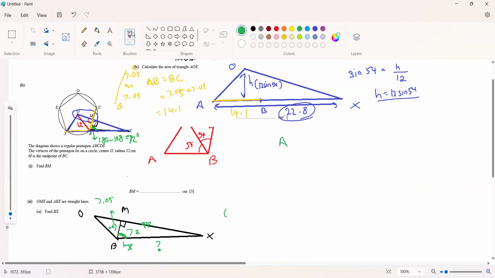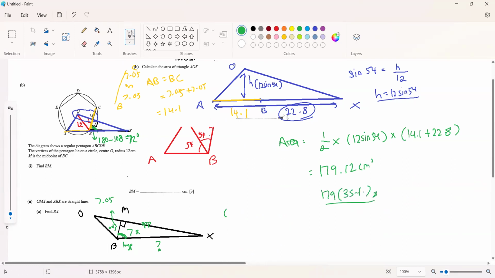So in other words, our area would just be 1 over 2 times 12 sine 54 multiplied by 14.1 plus 22.8 for the base. And then we can calculate our answer here: 0.5 times 12 sine 54 multiplied by 14.1 plus 22.8. That would give us 179.12 cm squared, or in 3 significant figures, 179 cm squared. So either is fine. So that is the triangle question complete.